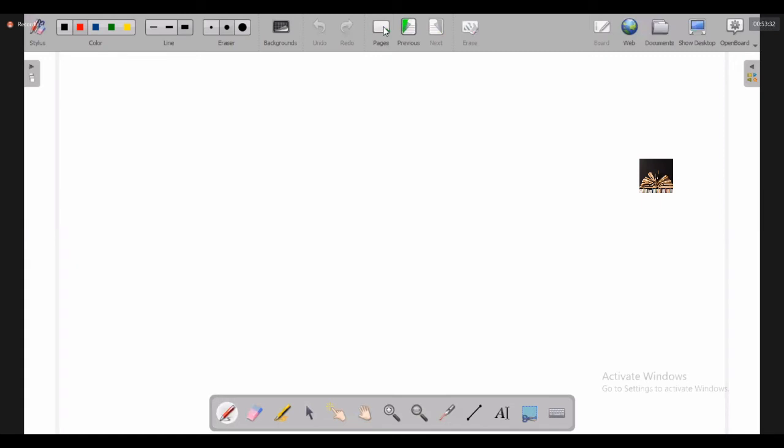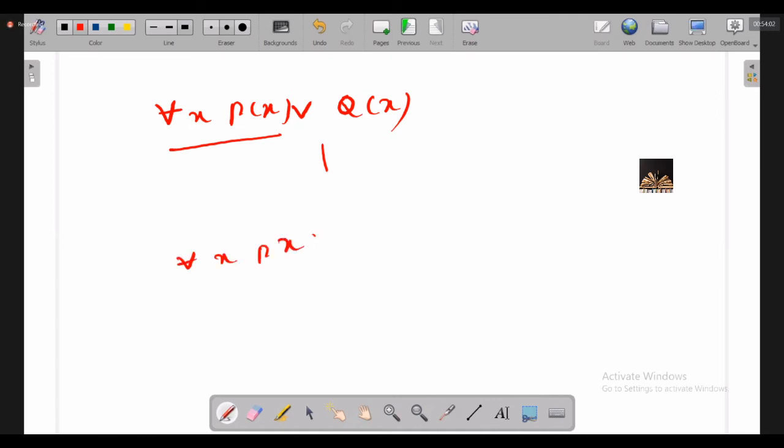Okay, see the example: for all x, p of x or q of x. In this case, which one is evaluated first? For all x, p of x is first evaluated. Next, evaluate the p of x with r. It is like that: for all x, p of x in brackets, or q of x.